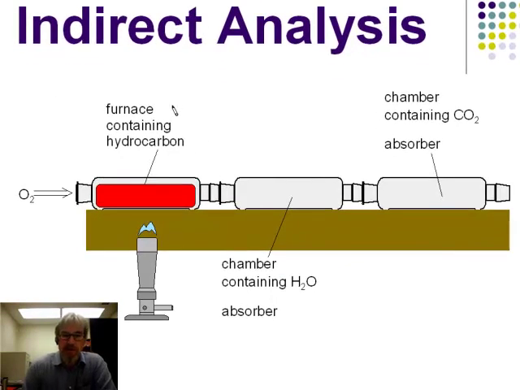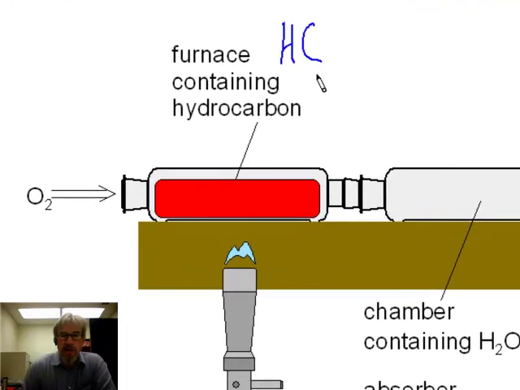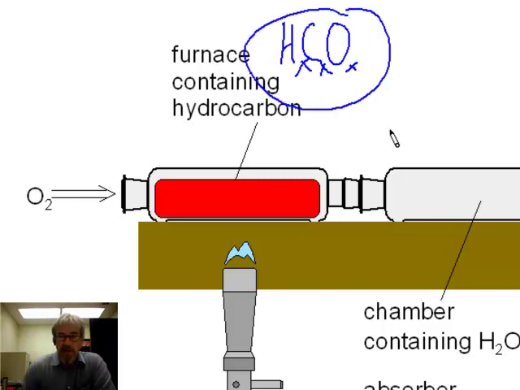A hydrocarbon is something that contains hydrogen and carbon. And you can actually do this with compounds that contain other things besides just hydrogen and carbon, like something that contains hydrogen, carbon, and oxygen, for example. If you had a compound like this, you can analyze it in this kind of a setup.